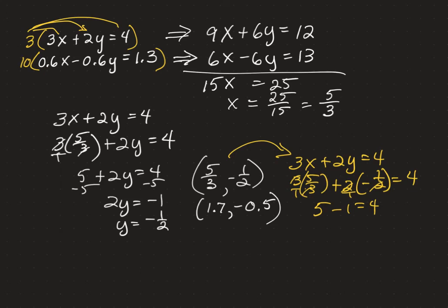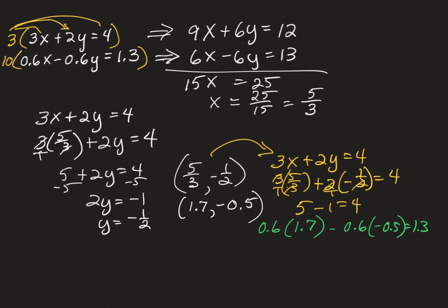My second equation has coefficients that have decimal points in them, so I'm going to use my decimal approximation here, and my exact decimal answer here. Okay, and let me move that over so I have just a little more room. And here I have 1.02 plus 0.3 equals 1.3. And when I add these up, I get 1.32 equals 1.3. Oh, what happened?